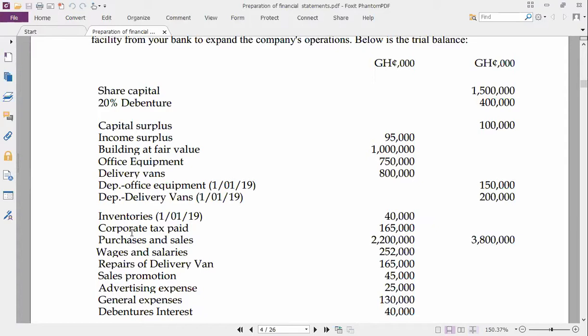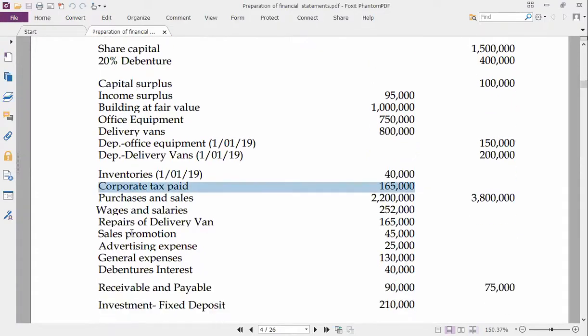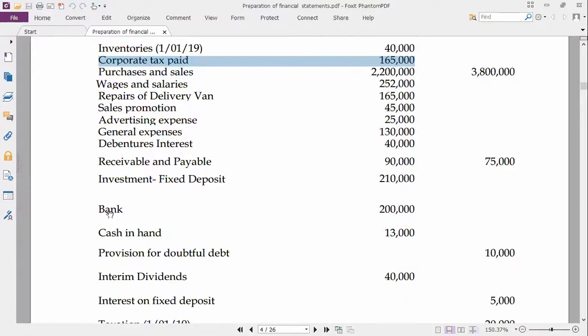Then the corporate tax paid, if you look at it, purchases and sales, so sales and purchases. Then wages and salaries. Then repairs of delivery van, sales promotion, advertising expenses, general expenses, debenture interest, all of them are there.